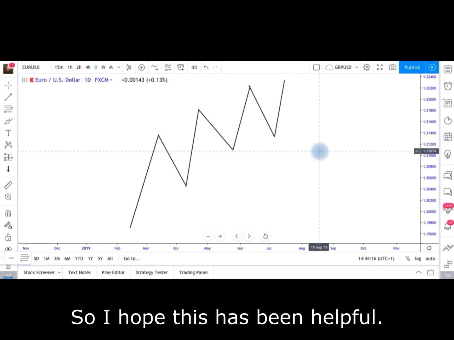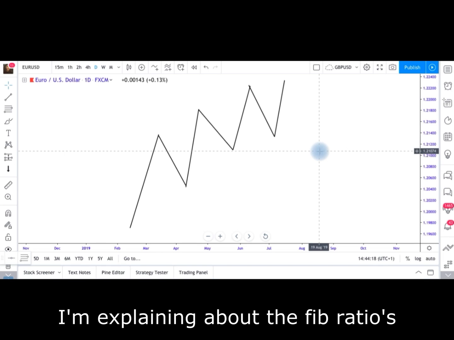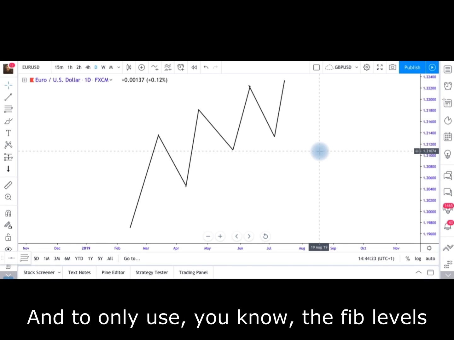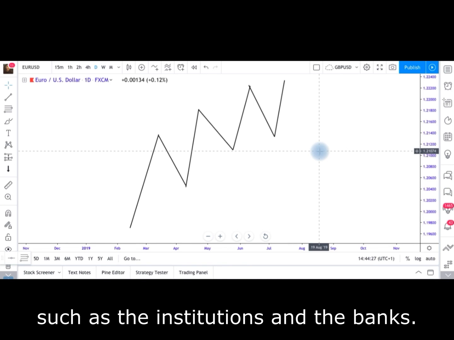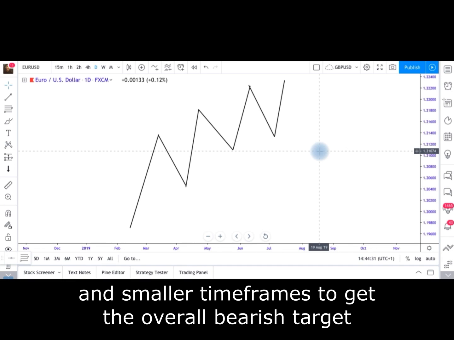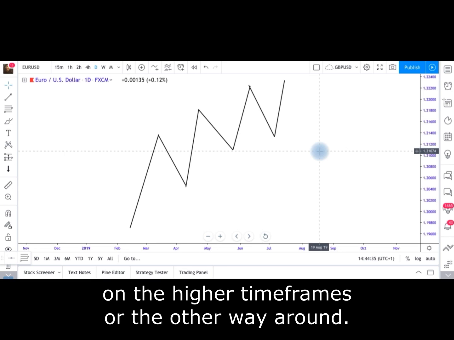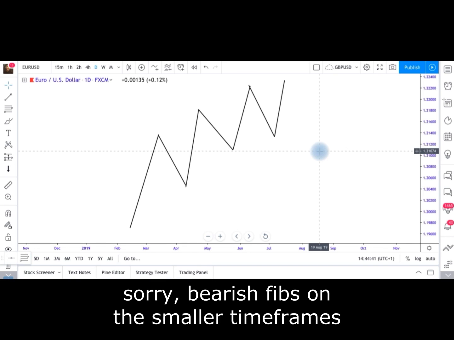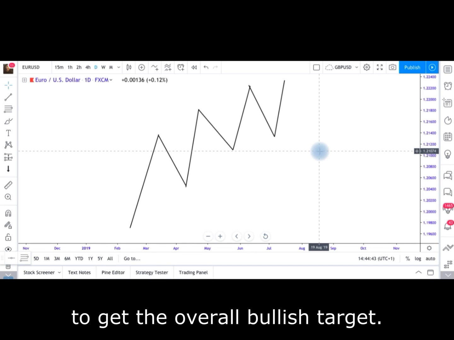So I hope this has been helpful, explaining about the fib ratios, not to tamper with them, not to put extra levels in, and to only use the fib levels that the big boys are using, such as the institutions and the banks, and how you can basically use temporary bullish fibs on smaller time frames to get the overall bearish target on the higher time frames, or the other way around, how you can use temporary bearish fibs on the smaller time frames to get the overall bullish target.